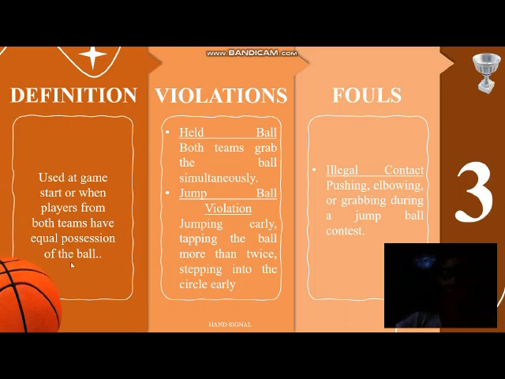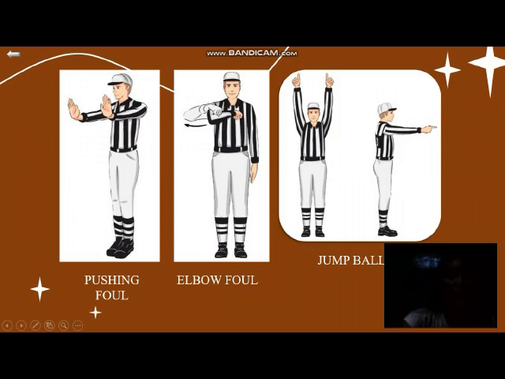Also, we have here the hand signals, which are the pushing foul. Your hands look like this, like pushing hands. And we have the elbow foul signal. It's going to look like this, turning and back again, elbow foul. And the jump ball, where you raise both thumbs and point to the one who violates the jump ball situation.